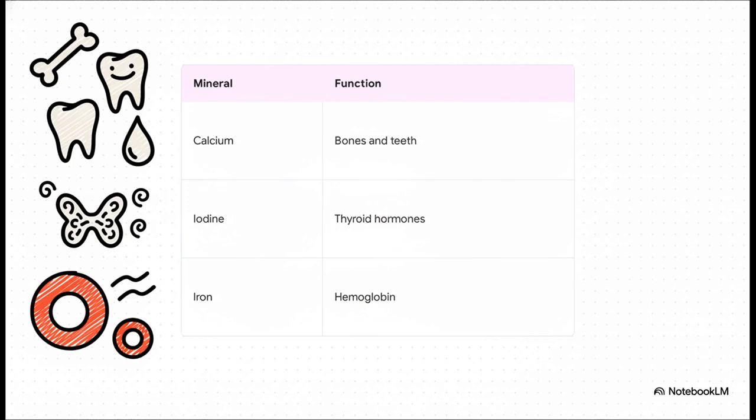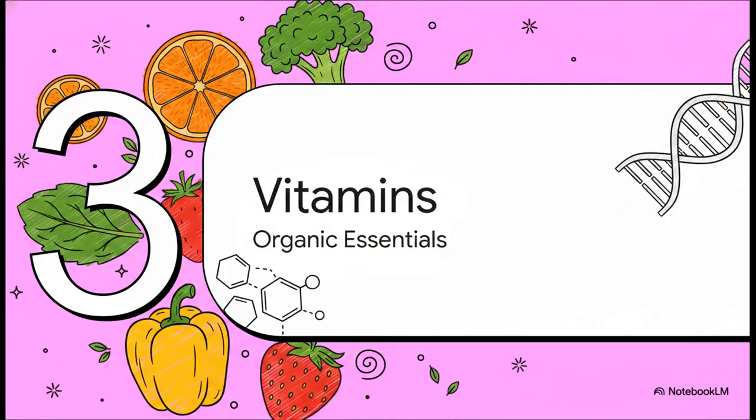Now, for your specific study notes, you need to match the mineral directly to its physiological target. I guarantee you this is exam material. Match calcium to the structural formation of bones, teeth, and the composition of secreted milk. Match iodine directly to the thyroid hormones. Without it, your thyroid basically stalls out. And match iron to the hemoglobin in your blood, which is exactly what allows your red blood cells to carry oxygen around your body.